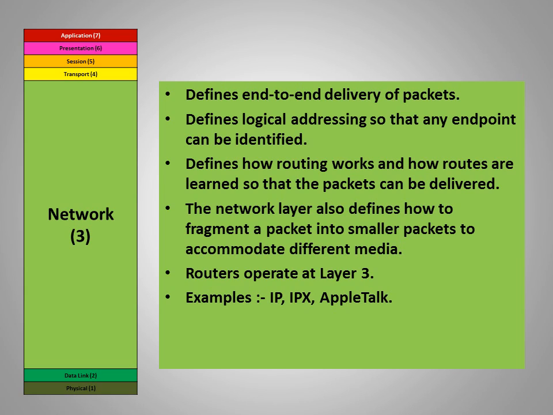Layer 3, the network layer. This defines end-to-end delivery of packets. Logical addressing occurs here, the IP address. Routers most crucially operate at layer 3. What the network layer essentially does is like a sat-nav. It picks the best route for the packet to take across the network. Examples of this are IP, IPX and AppleTalk.